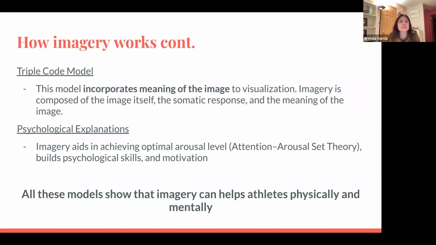And then in the psychological explanation, imagery aids in achieving optimal arousal levels. This means that you don't want to be too low or too high. Low meaning not very energetic, kind of tired, and high being too anxious. At that optimal level, you want to be a little anxious, but not too anxious. And then you also want to build psychological skills and motivation. So all these models show that imagery can help athletes physically and mentally.